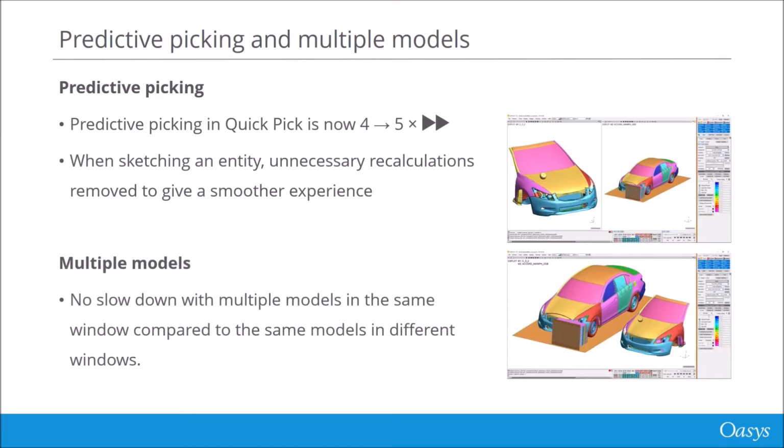D3plot used to perform slower if there were 2 models in the same window. There's now no slowdown with multiple models in the same window compared to the same models being in different windows.